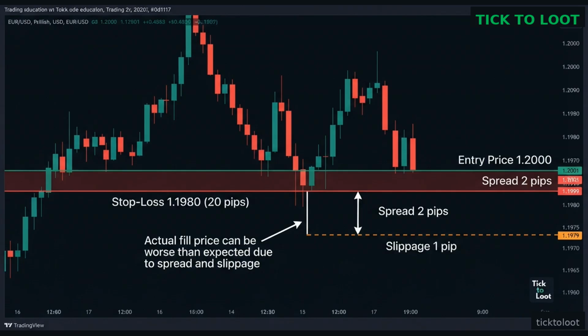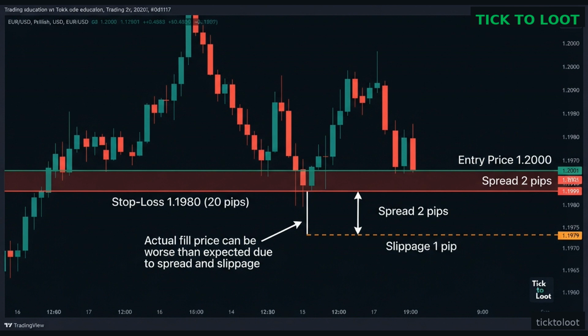The final beginner pitfall we need to discuss is the tendency to ignore spread and slippage when calculating risk. Think of spread as the small gap between the price at which you can buy and the price at which you can sell, similar to the difference between the listed price of an item in a store and the price you actually pay after tax.